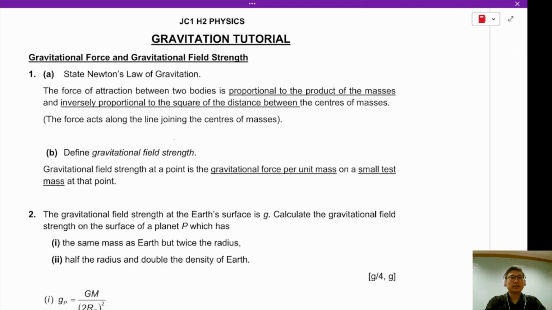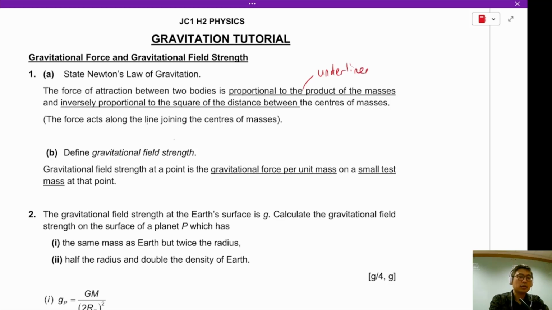Let's take a look at question 1. State Newton's law of gravitation. Now, Newton's law of gravitation only works for point masses, and it says that the force of attraction between two bodies is proportional to the product of the masses and inversely proportional to the square of the distance between the centers of masses. The force acts along the line joining the centers of masses. The underlined words are critical, so you must have the underlined words inside.